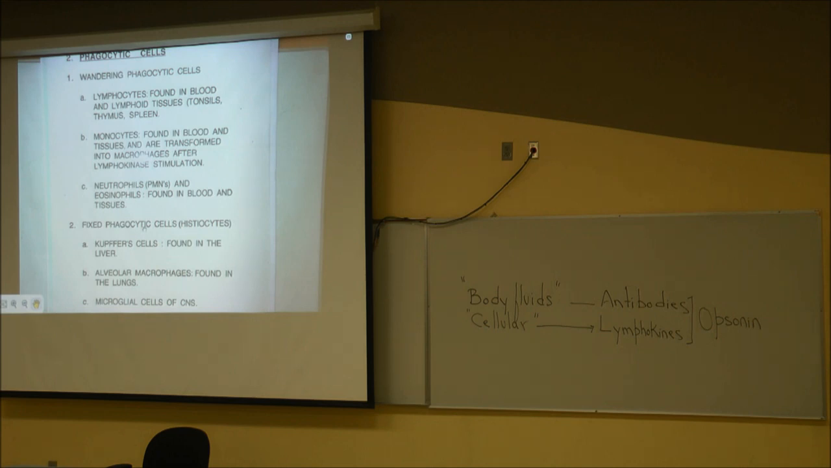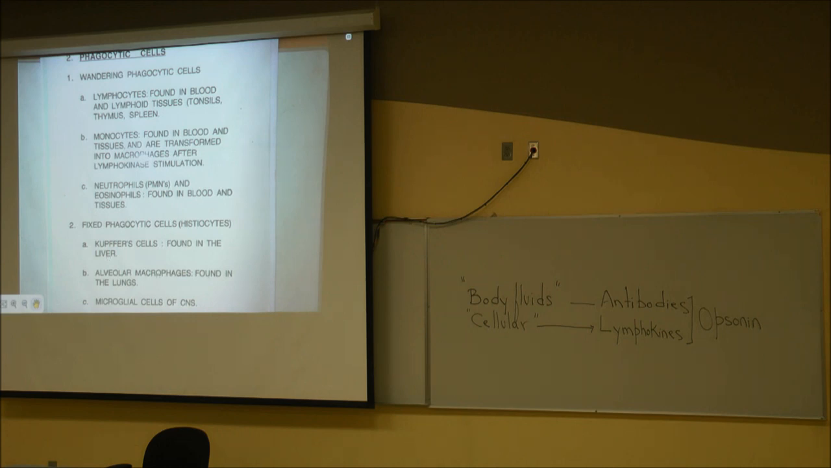Fixed phagocytic cells, which are called histiocytes. Kupffer cells, found in liver. Where else are they found? I think they are also found in spleen. After 120 days, RBCs go to the graveyard and die. They die in spleen and liver, and hemoglobin is turned into bilirubin.